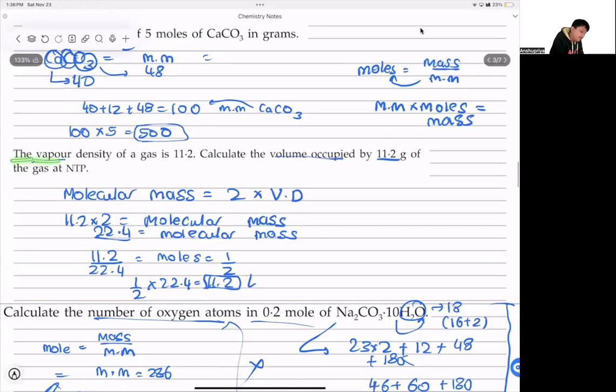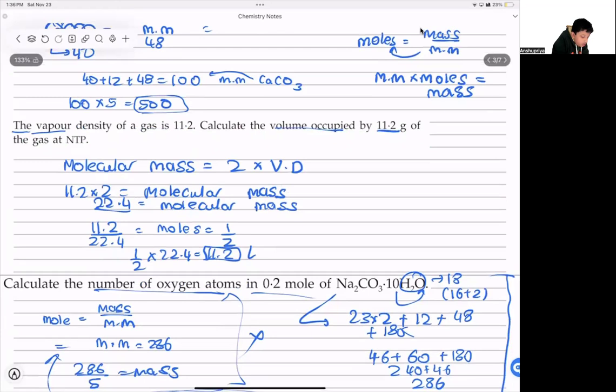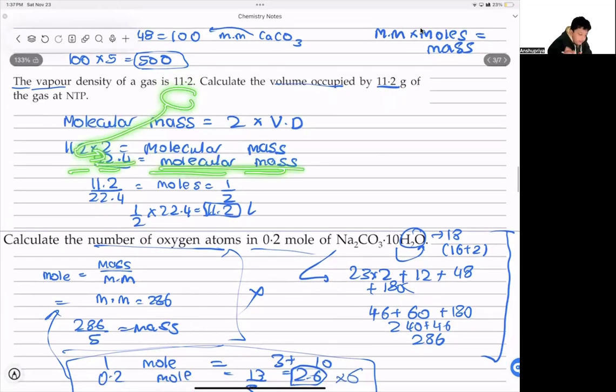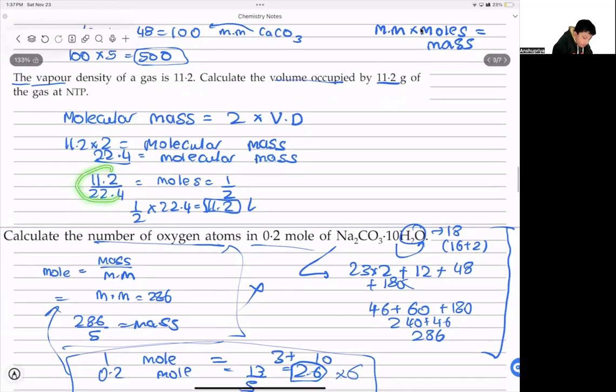Next. The vapor density of a gas is 11.2. Calculate the volume occupied by 11.2 grams of the gas at NTP, or normal temperature and pressure, as we have said. So you might know that molecular mass is equal to 2 times the vapor density. So 11.2 into 2 is equal to molecular mass. We are putting the values. So 22.4 is equal to molecular mass. So 11.2 divided by 22.4 is equal to moles, or 1 by 2.